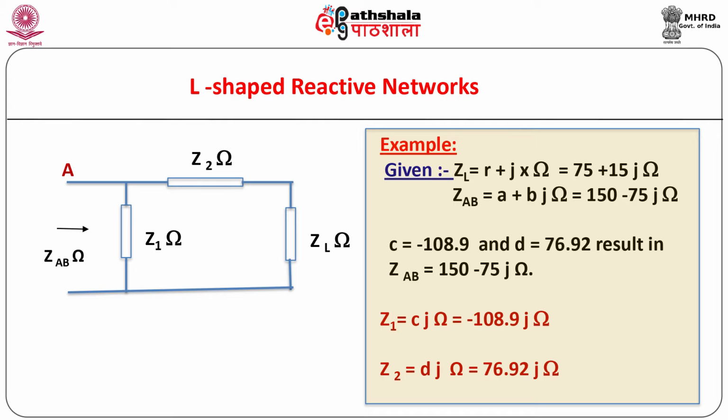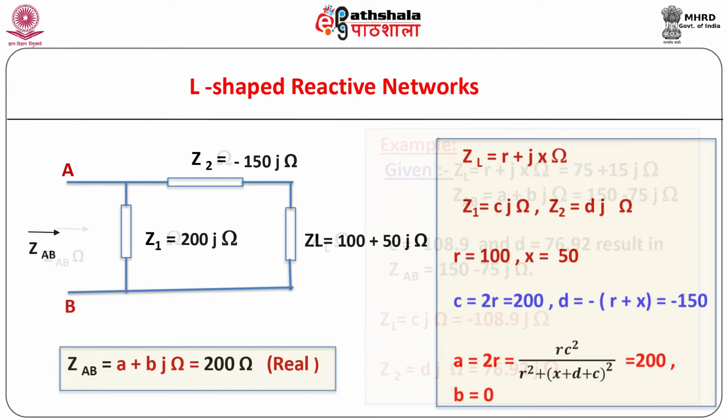One can imagine how cumbersome the numerical computation might be. The relations for A and B stated earlier can be simplified further to discuss some special cases. For example, in the network under consideration, if ZAB is to be real, then one of the easiest ways is to select C equal to 2R and D equal to minus R plus X. With this choice, we obtain A equal to 2R, that is real.